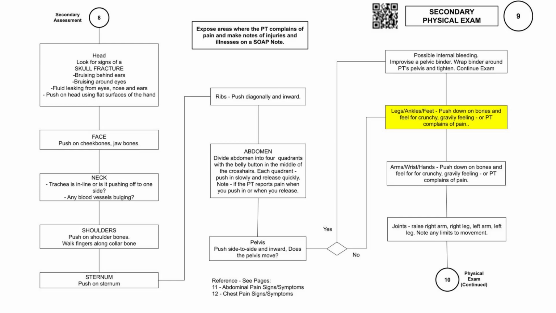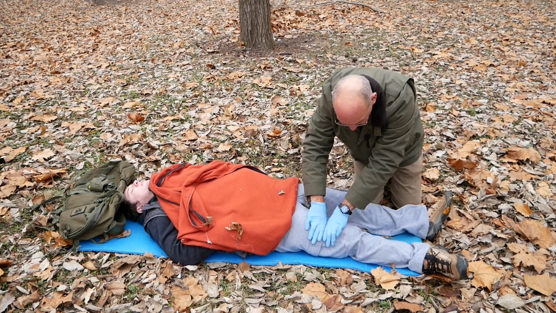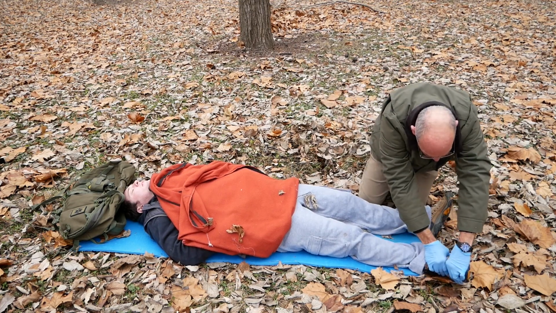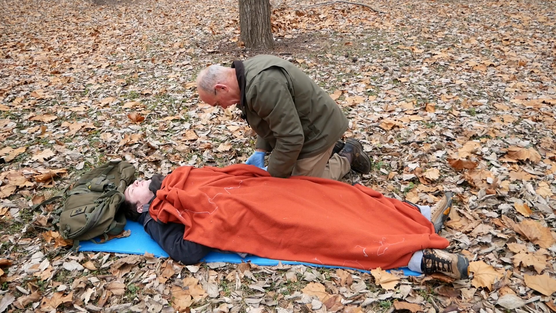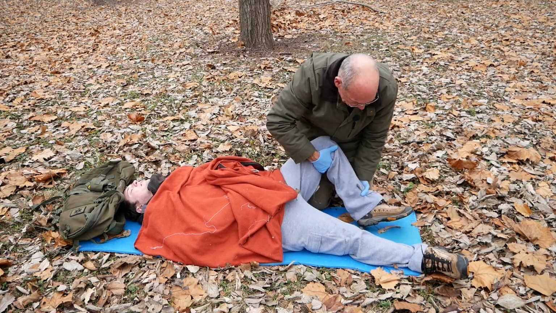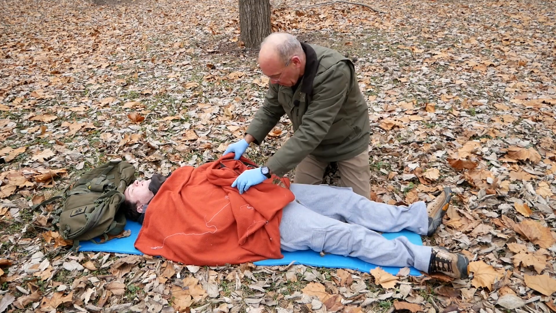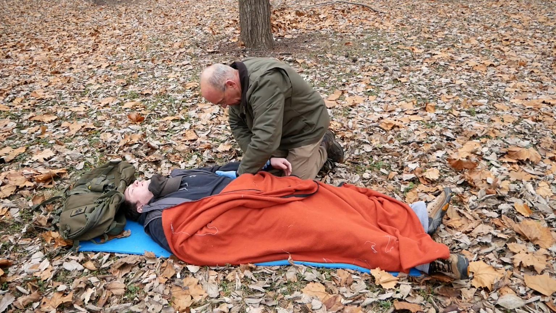Legs, ankles, and feet, push down on the bones and feel for broken bones. Or if the patient complains of pain, expose any areas of concern and notate what you find on the SOAP note. We'll do the same examination for the arms, wrists, and hands and note anything we find. Now for the joints, raise and bend at the joints the right arm, right leg, left arm, left leg. Note any limits to the movement and if the patient complains of pain.